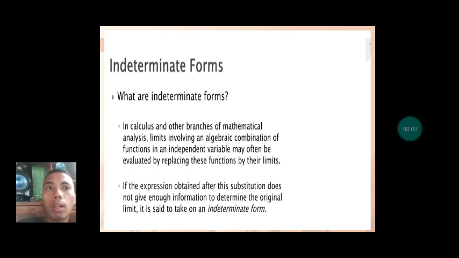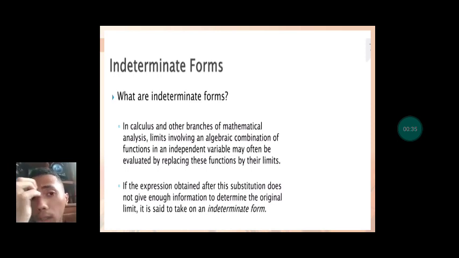My topic is all about indeterminate forms. So, let us first define what indeterminate forms are. In calculus and other branches of mathematical analysis, limits involving algebraic combinations of functions in an independent variable may often be evaluated by replacing these functions by their limits. If the expression obtained after the substitution does not give enough information to determine the original limit, it is said to take an indeterminate form.